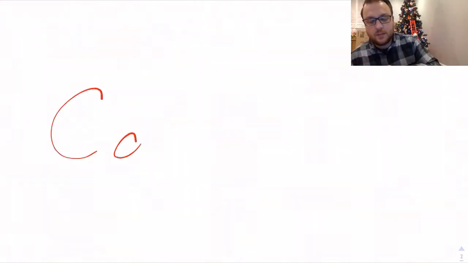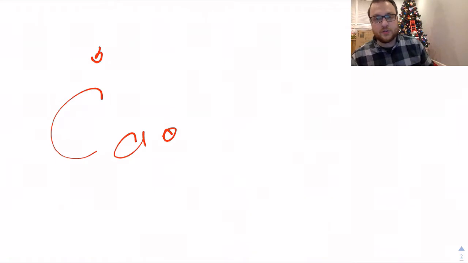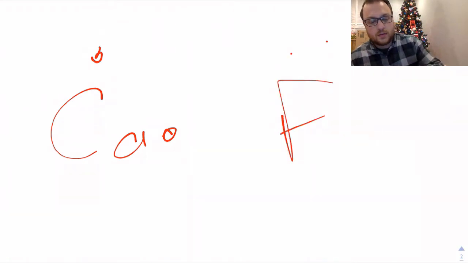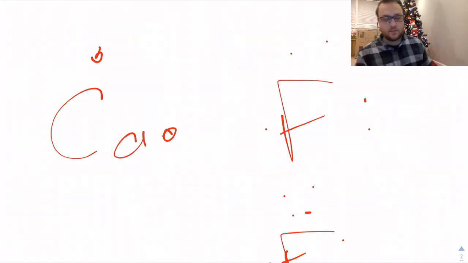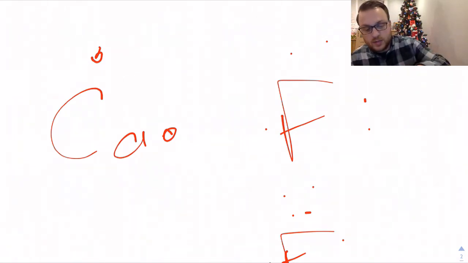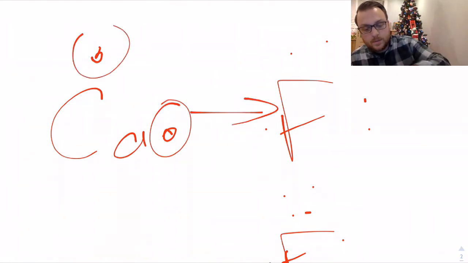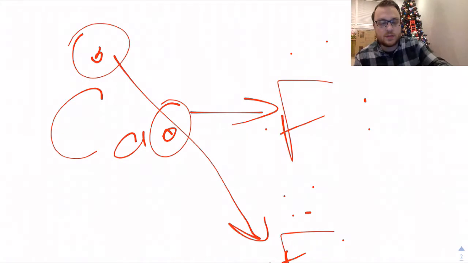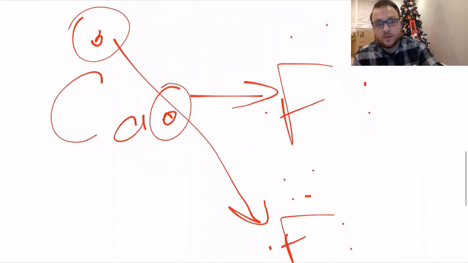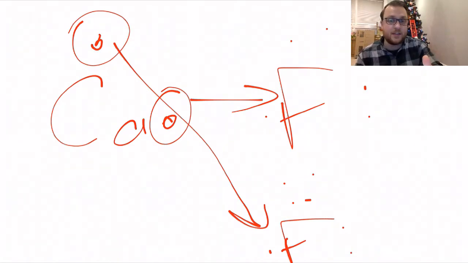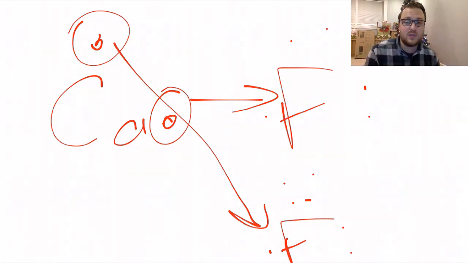So, calcium has 2 valence electrons. Fluorine, both of them, have 7. Fluorine wants 8 to be happy. Calcium would prefer to lose those 2 to be happy. So it's going to take each of those and donate them to the fluorines so that the fluorine can have 8. And then the calcium loses those 2 so it can be happy.